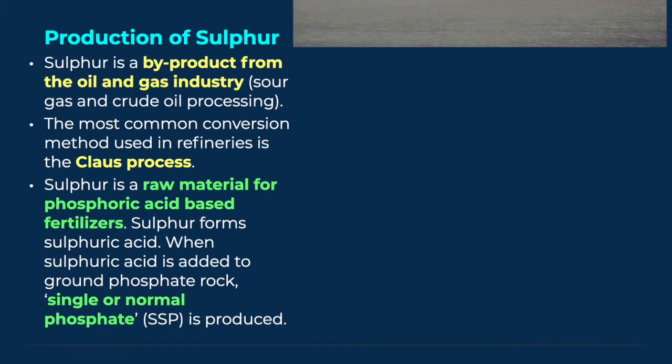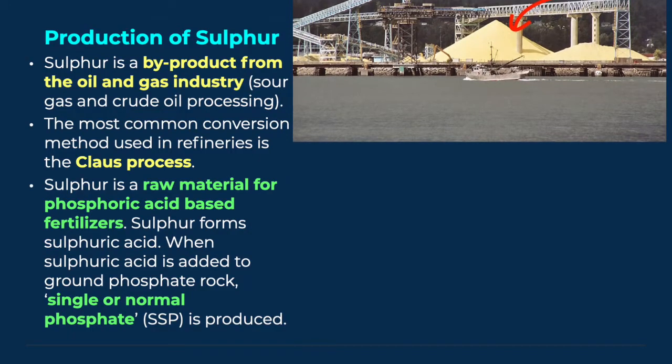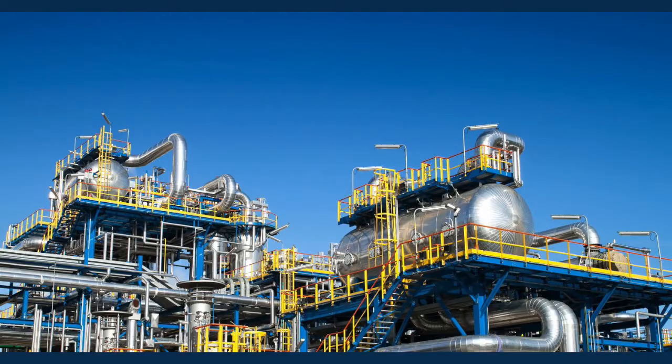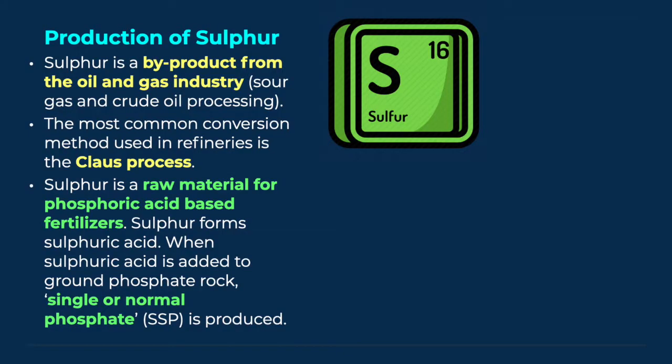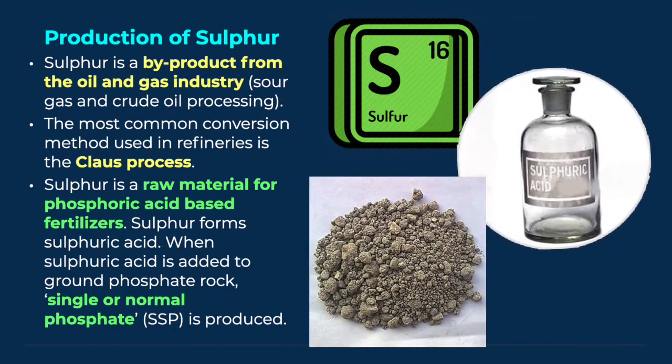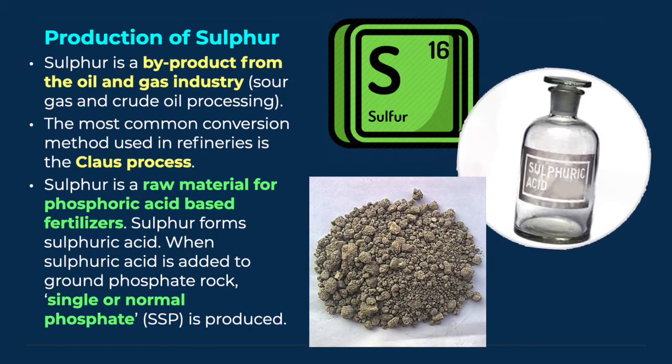Sulphur is a byproduct from the oil and gas industry. The most common conversion method used in refineries is the Claus process. Sulphur is a raw material for phosphoric acid-based fertilizers. Sulphur forms sulfuric acid. When sulfuric acid is added to ground phosphate rock, single or normal phosphate is produced.